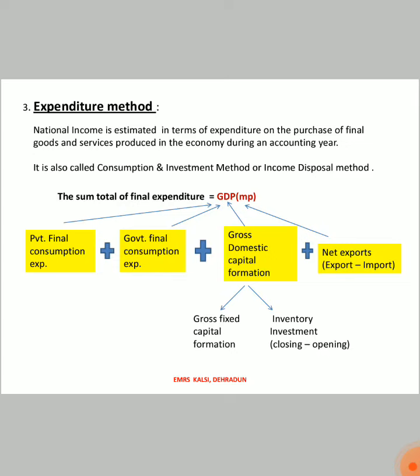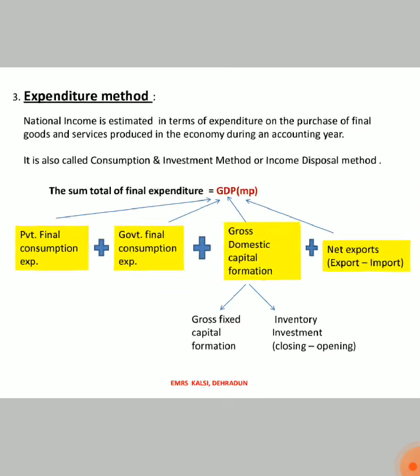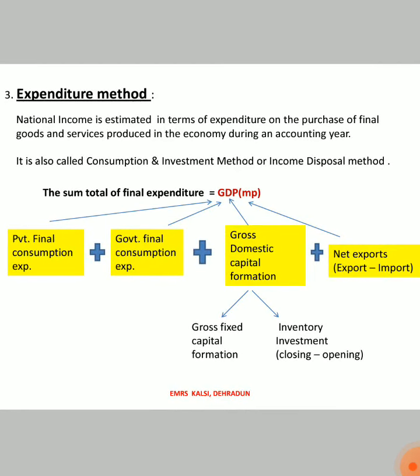As in previous videos I have told, we cannot directly calculate, but first we have to calculate GVA, GDP or NDP. Then we have to convert that GDP into NNPFC in order to find the national income. So in this method also, we will first calculate GDP MP by adding up the various aggregates, and then we will convert that GDP MP into NNPFC.